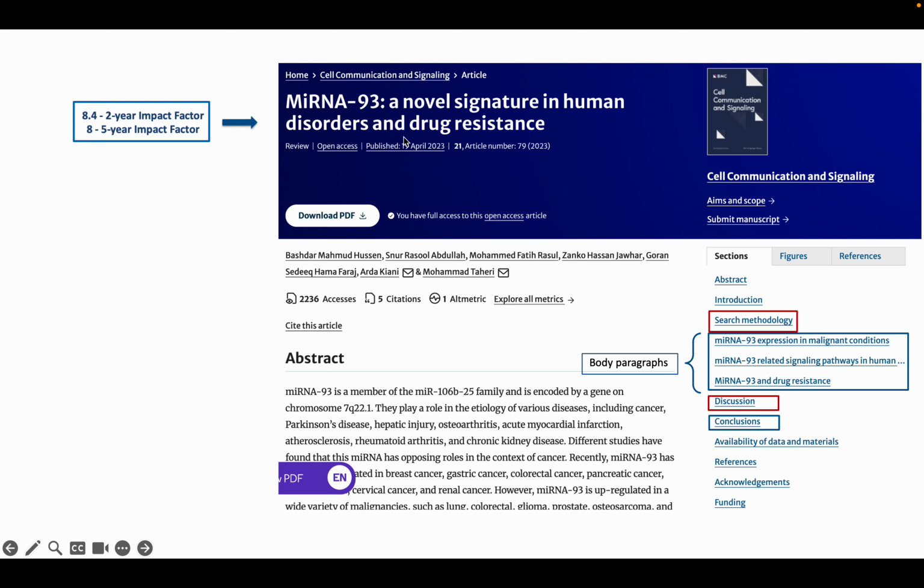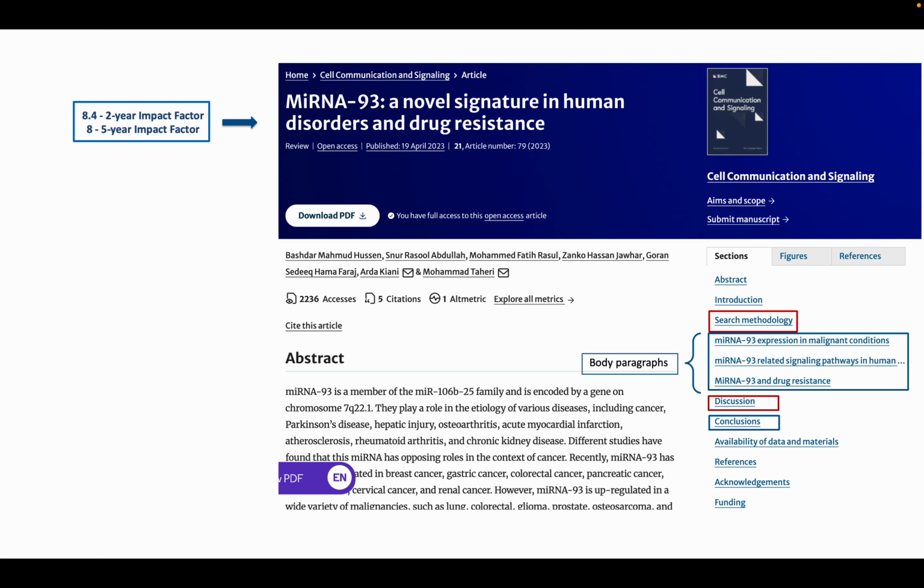Look, we tried to add two new keywords. They explained their work based on their two keywords, role of microRNA in cancer. But here we wrote human disorders. Human disorders means it includes both human cancer and human diseases. Plus, we linked microRNA 93 and drug resistance. So drug resistance is a new keyword for this topic.